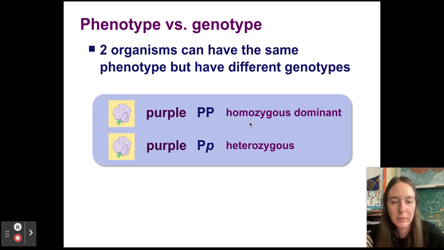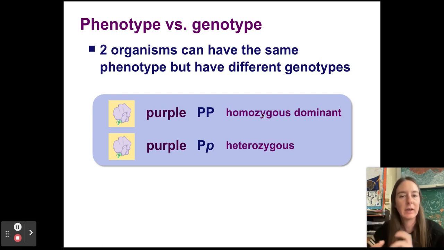The root word homo means the same. And zygous is connected to the idea of zygote. Remember, a zygote would be sperm and egg, or pollen and egg coming together, right? So when the sperm and the egg chromosome come together, we make homozygous, same chromosomes, okay? And we call it dominant because both of them are dominant.